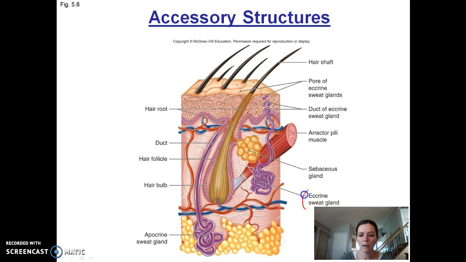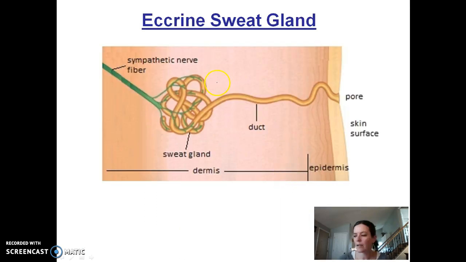Sweat, here with the eccrine sweat gland, is another example. I'm going to jump to this slide. You can see that the sweat gland has a nerve fiber attached. This is a part of the nervous system, and so when the brain decides that the body has gotten too hot, then it's going to trigger an action potential or an electrical stimulus down this nerve fiber, and it's going to tell all of these gland cells to start secreting sweat.